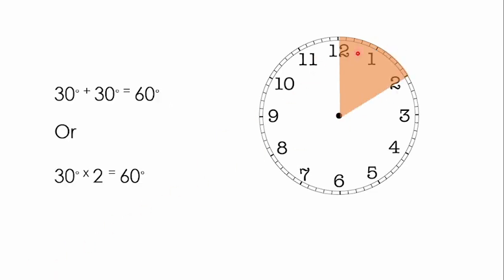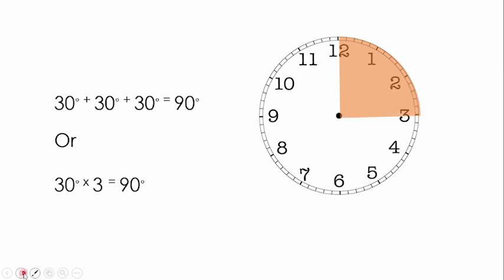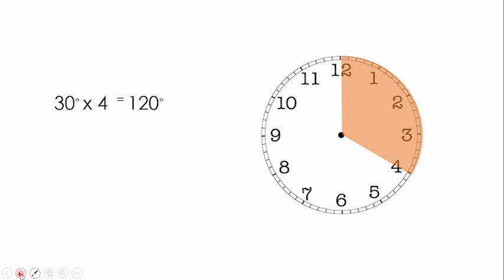See, in this section I can see it's two parts. So that means 30 plus 30 equals 60, or I can do 30 times 2 equals 60. You will go on adding up the degrees, okay? So similarly, 30 times 3 is 90. In the next one, 30 times 4 equals 120. 30 times 5 is 150. 30 times 6 is 180.